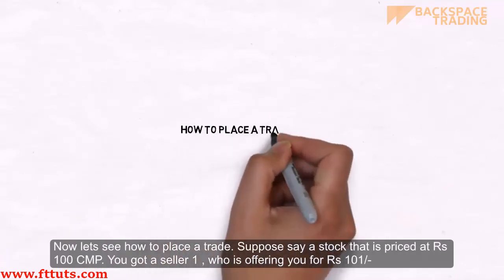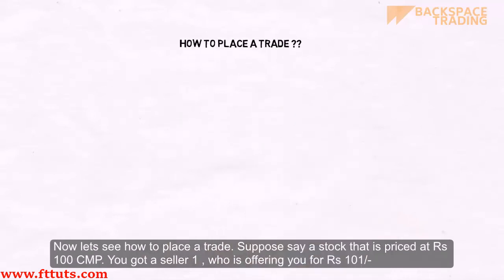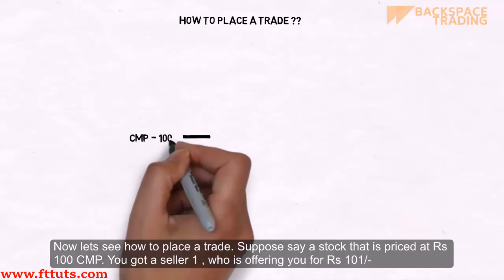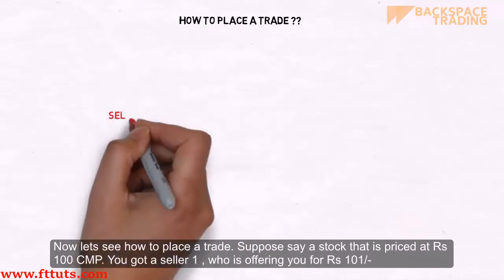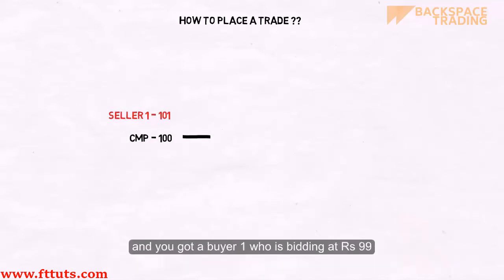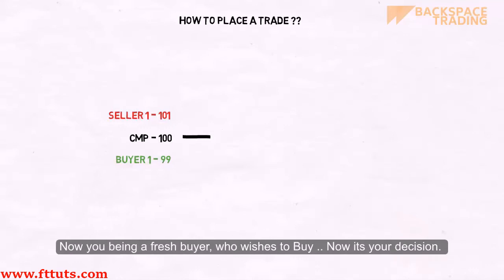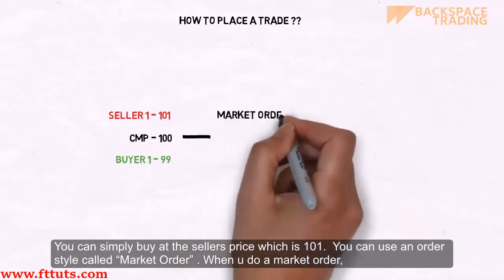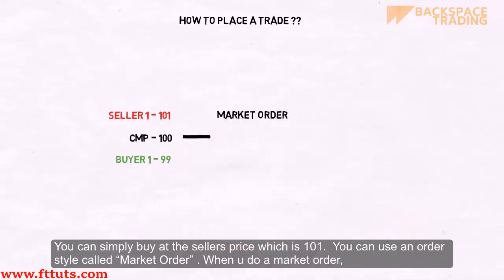Suppose a stock is priced at 100 rupees CMP. You have a seller who is offering at 101 and a buyer who is bidding at 99. Now you, being a fresh buyer who wishes to buy, have a decision to make. You can simply buy at the seller's price, which is 101. You can use an order style called market order.